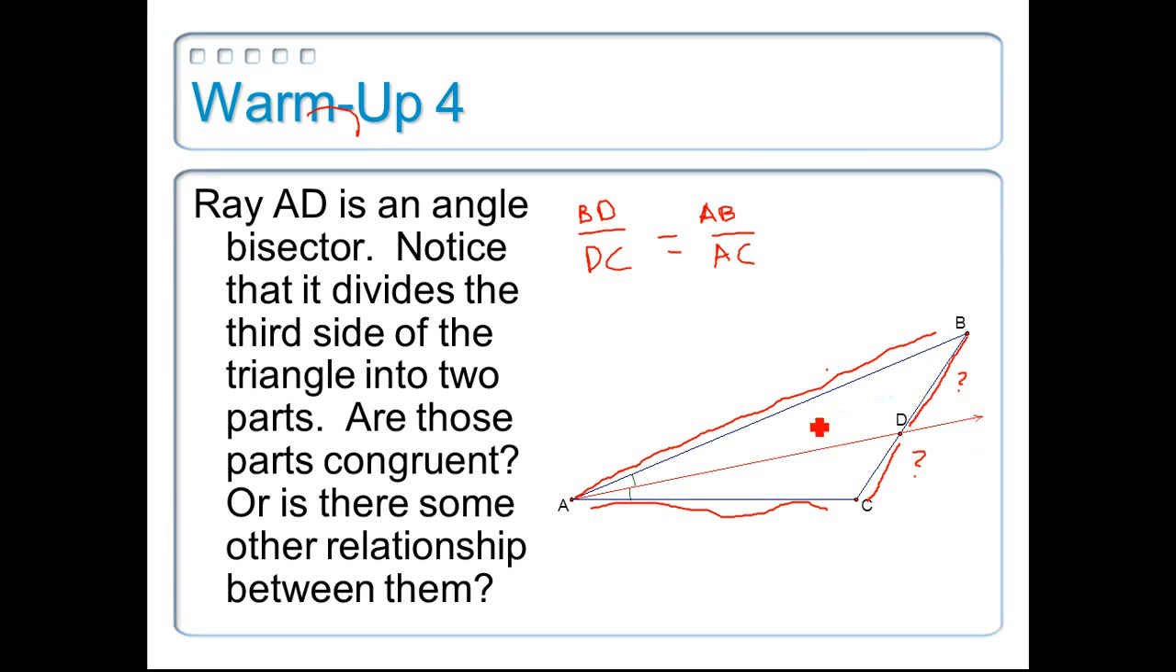Now some people write it differently. Some people do big top over small top equals big top over small top. And we already talked about what's congruent there. So that's the relationship with them. I wish I had measured these distances, but you can do it with your ruler and double check that this is actually true.